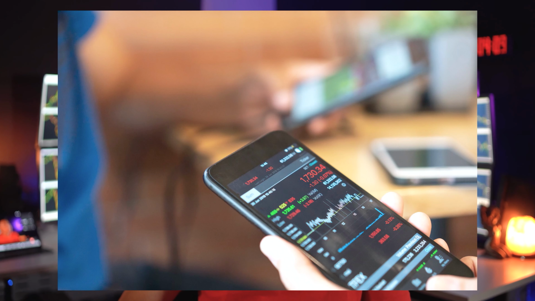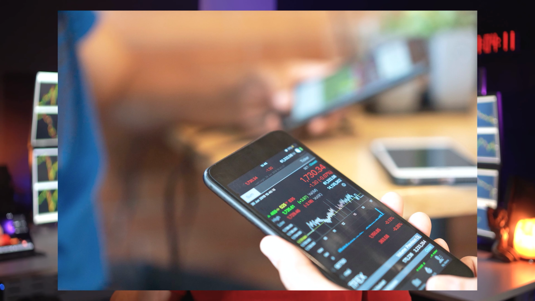You know, I see so many people trying to trade from the mobile phone these days. Even though it's possible, I highly recommend that you don't do this, because as professional traders, we don't do that. We don't trade from a mobile phone.